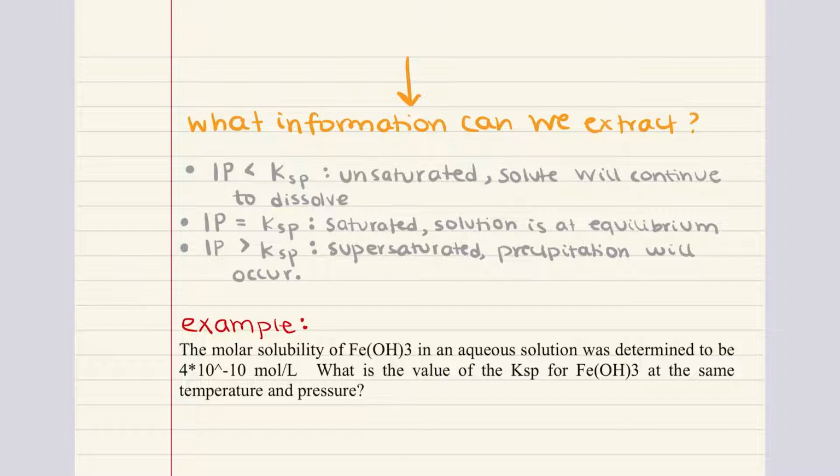If the ion product is less than the KSP, then the solution is unsaturated and more solute can dissolve. If the ion product is equal to KSP, then the solution is saturated and at equilibrium. And last, if the ion product is greater than the KSP, then the solution is supersaturated and precipitation will occur.